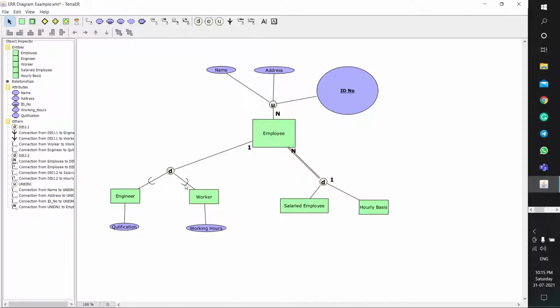So by using these arrow marks, by using this disjoint, and by using this union and these key attributes, we can define this enhanced entity relationship. So I think you might have understood this session.